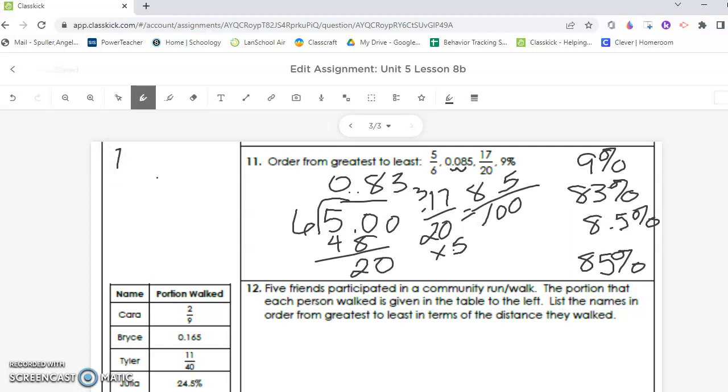So I'm going to say 17 over 20 first. Next one would be the 83%, which is the 5/6. Then I would have 9%, which would be bigger than 8.5, so 9%. And last would be the 0.085.